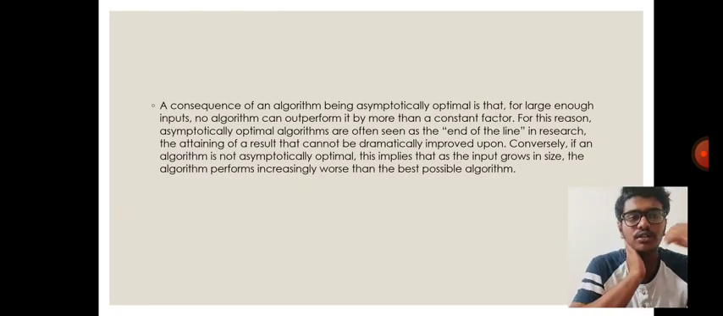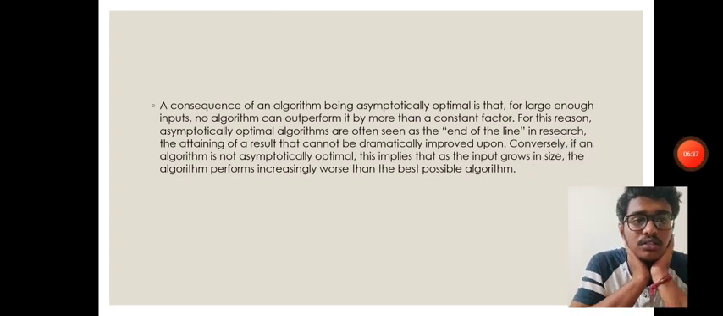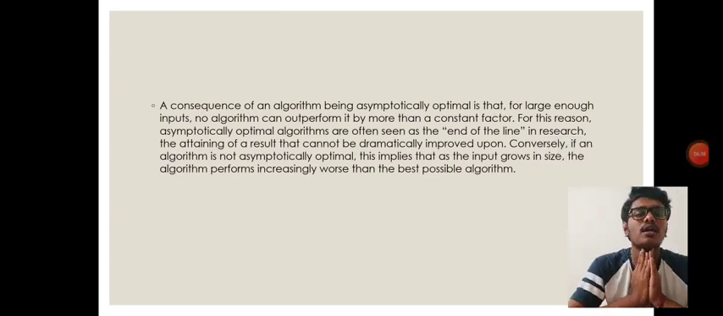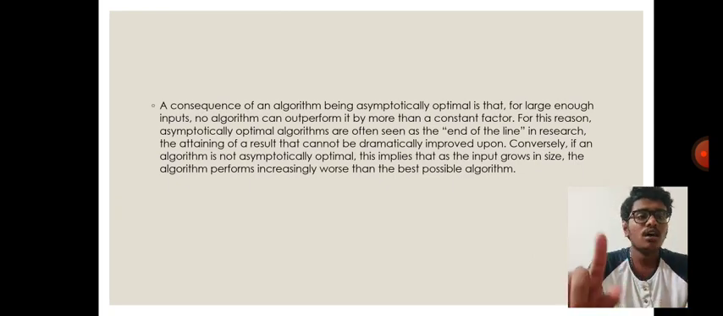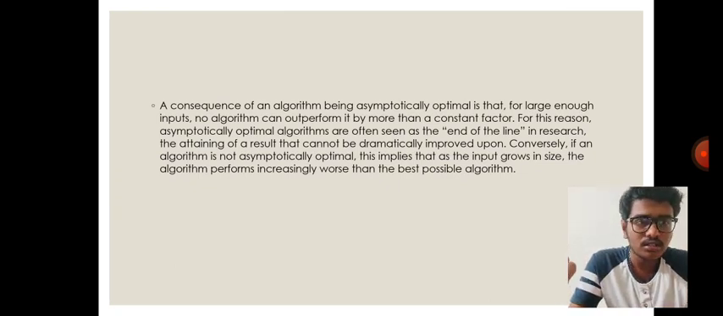So, a consequence of an algorithm being asymptotically optimal is that for large enough inputs, no algorithm can outperform it by more than a constant factor. As we have discussed this point in the previous slides, that is, earlier slides.